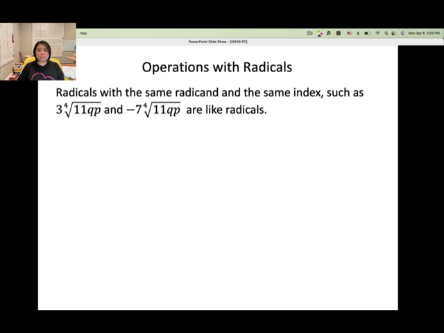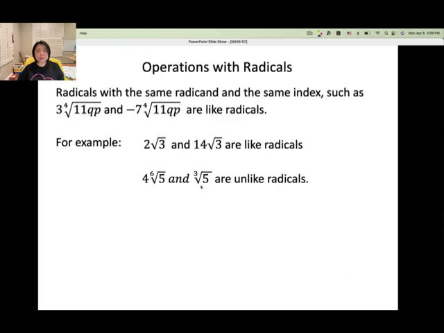Okay, operations with radicals. Radicals with the same radicand and the same index, such as these two, are like radicals. So you could consider, this is the fourth root of 11xp, and this is also the fourth root of 11xp. You could think about it as just like 3x and negative 7x. We call these like radicals. Okay, for example, 2 square root of 3 and 14 square root of 3 are like radicals. Okay, you could imagine this is just like the variable x, 2x and 14x. They're like terms, right? So you could add or subtract them together. Same idea with the radicals.